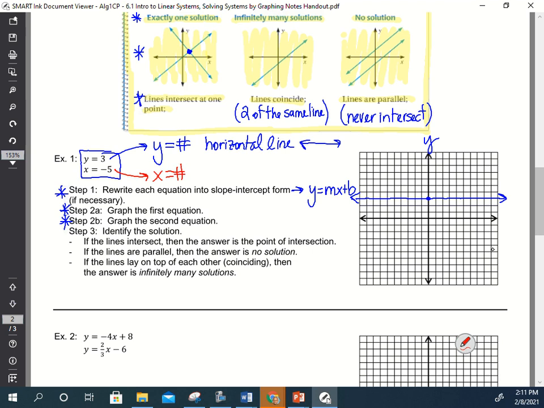X equals a number is a vertical line. It's a vertical line. Go to the x-axis. Go to where -5 is. And draw a vertical line. Any questions on the two lines?